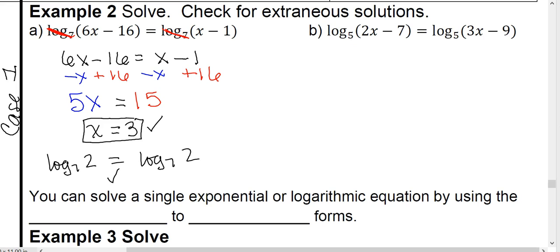Alright, so part B, bases are the same, cancel them out. Set the arguments equal. 2x minus 7 equals 3x minus 9. Solve for x.